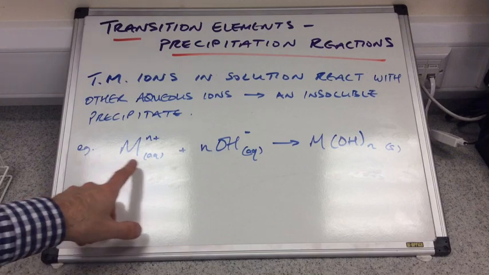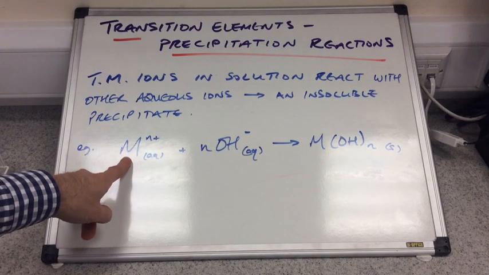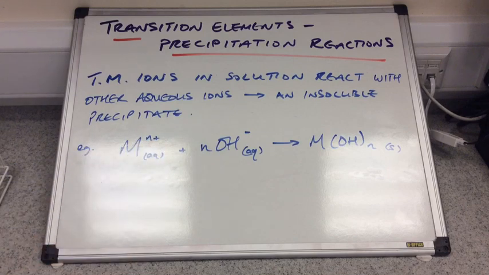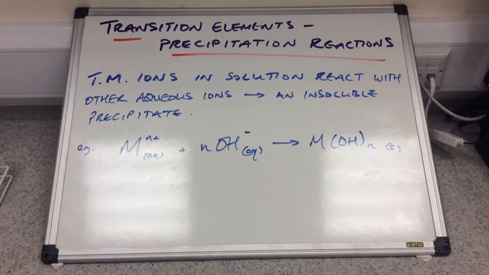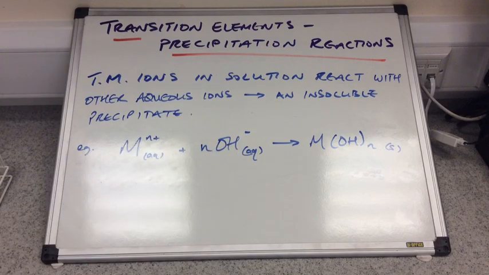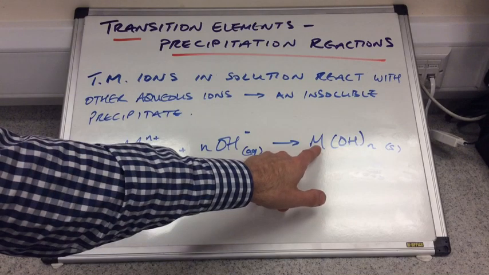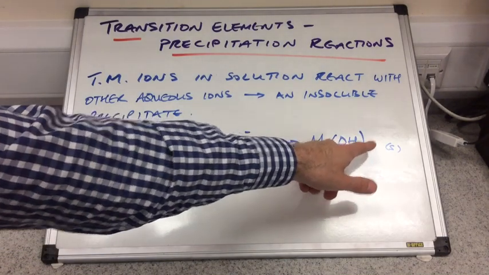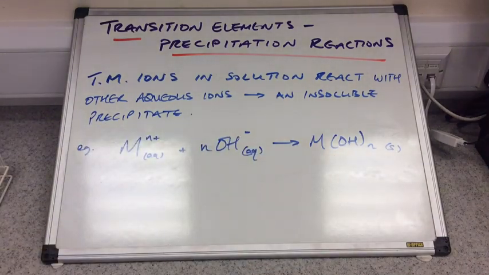elements. So I'm keeping it general in this equation. Transition metal with an n plus charge, aqueous, so that could be 2 plus, 3 plus, whatever. If that was 2 plus, it's going to react with 2 hydroxide ions, again aqueous, and that's going to form M(OH)n, whatever the charge is, but notice the state symbol has changed to solid.